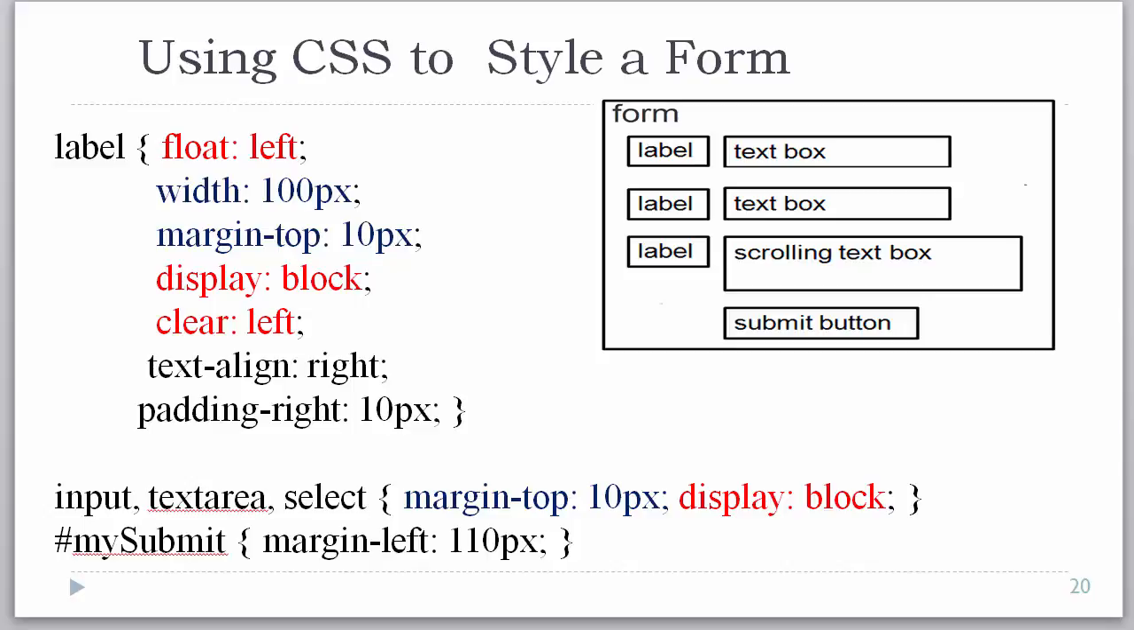So by setting the floats and the block display to the label, the text boxes will automatically wrap up next to them, and then we can clear that float later on in that label so the next row lines up. Should we wish to not have a label, for example, for the submit button, as it's not required, all we need to do is move that margin over. There's a lot of information on the internet about styling forms with CSS.